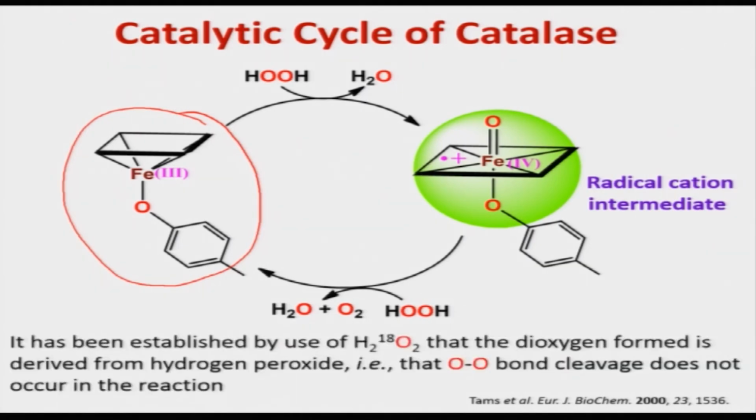It has been established by use of labeled hydrogen peroxide, where oxygen is labeled, that the dioxygen formed is derived from hydrogen peroxide. That means that O-O bond cleavage does not occur during this catalysis process. So, in hydrogen peroxide, this O-O bond remains intact.